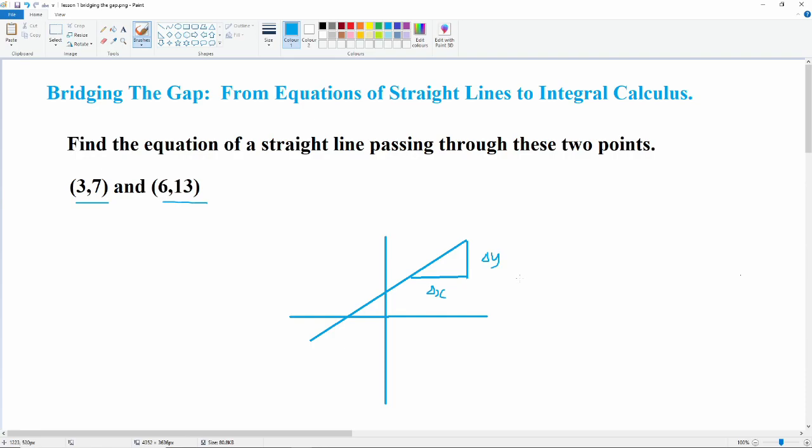And we could do the same calculations exactly the same. So 13 minus 7 equals 6, divided by 6 minus 3 equals 3, and 6 divided by 3 equals 2. y equals 2x plus c. Plug the numbers in and we get c equals 1, exactly the same. So all I want to do is use this new terminology from now on. Delta y by delta x. And I'm going to run through a couple of examples just to get used to using this new terminology.